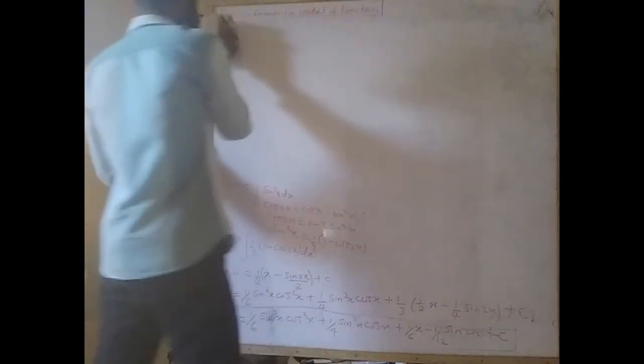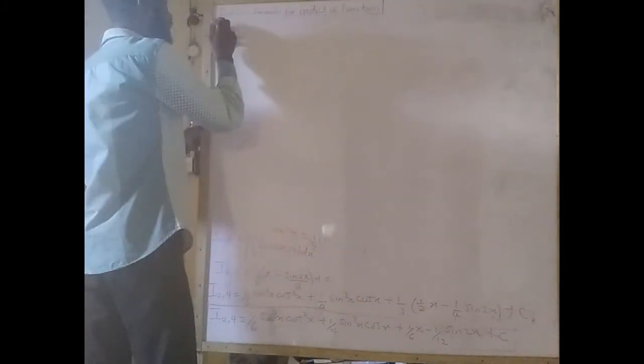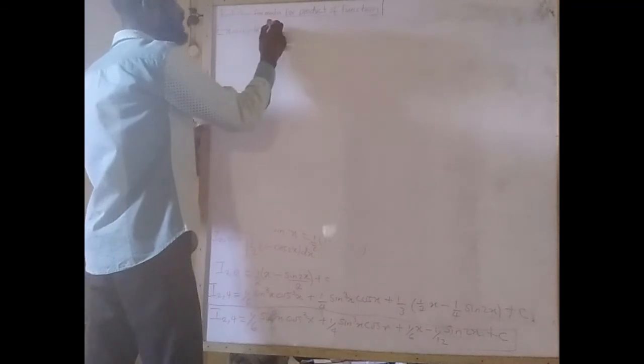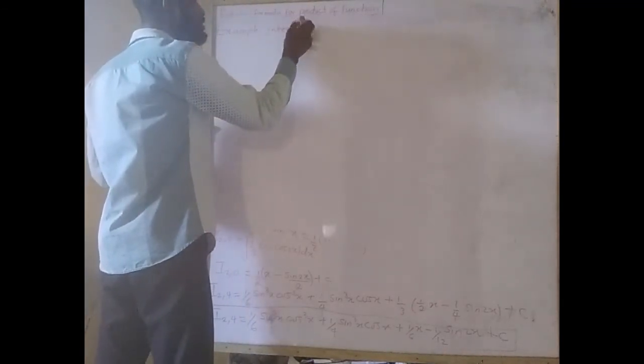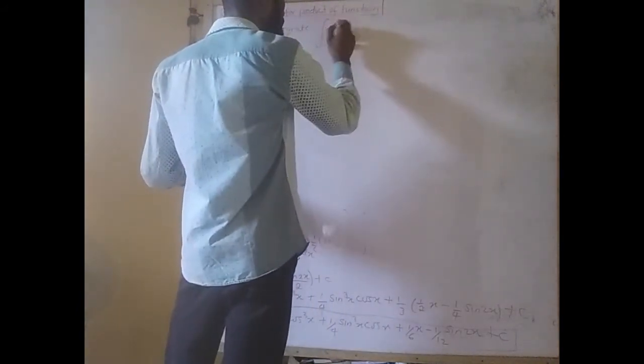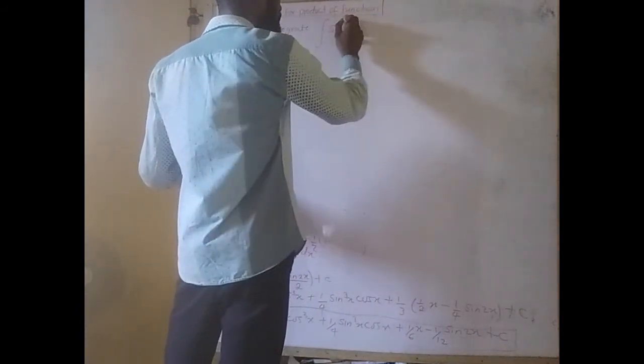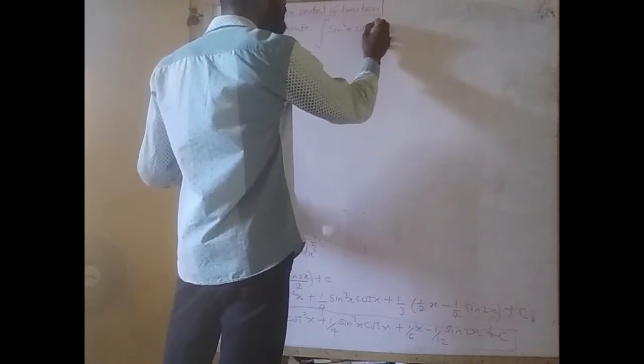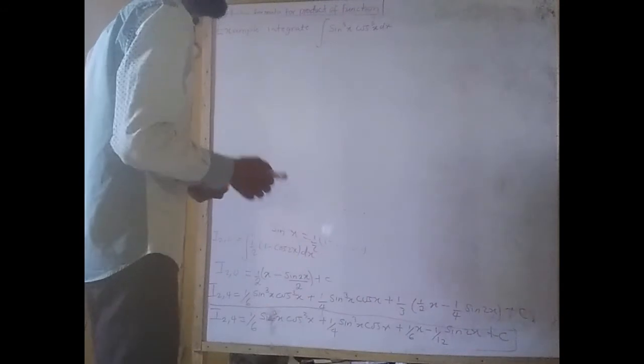Example 2. Let's see example 2 for odd function. Integrate the integral of sine 3x cos 5x dx. Still the same thing. Want to integrate this, just transform it to reduction formula.